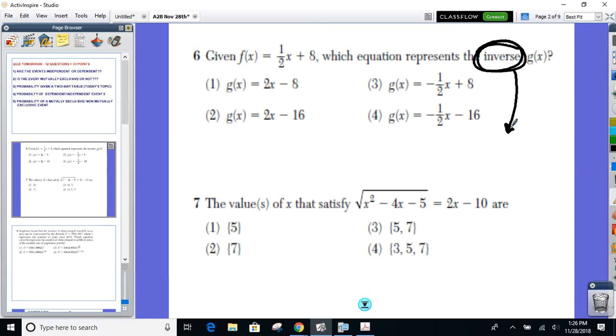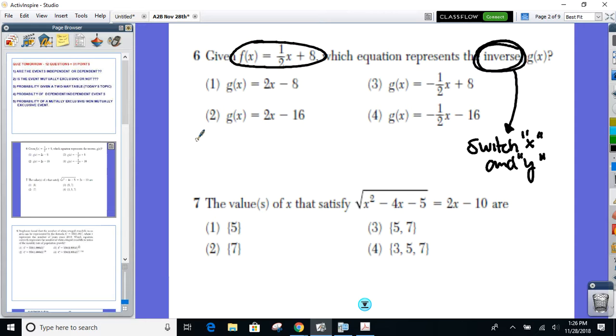Anytime I see inverse, I'm going to take the equation they give me or whatever I'm doing, and I'm going to switch every X and every Y. All right? I'm going to switch the X and the Y. So go ahead, help me right now. Take this equation and switch your X and your Y.